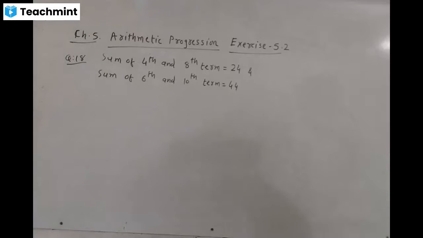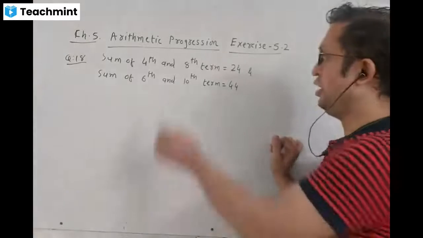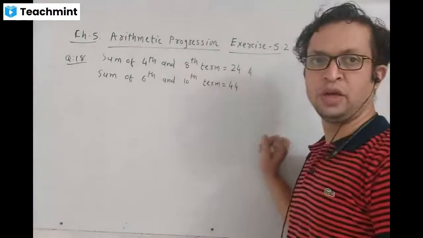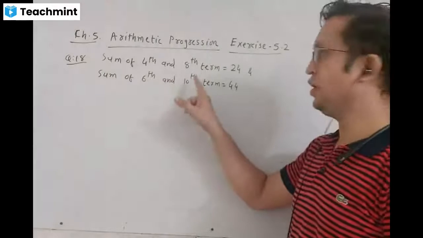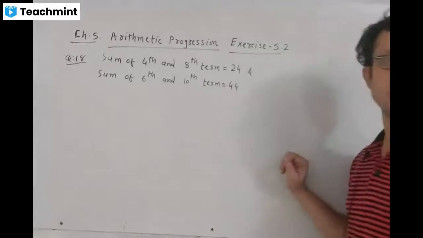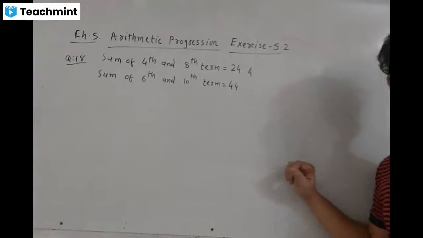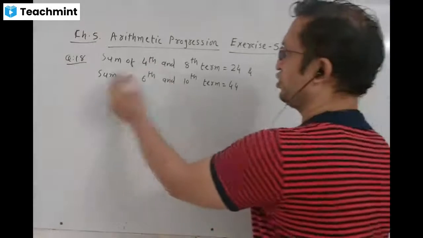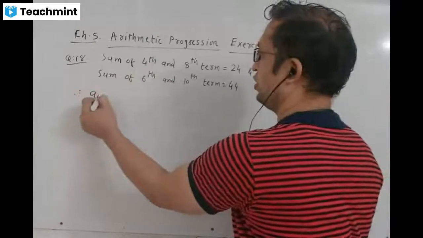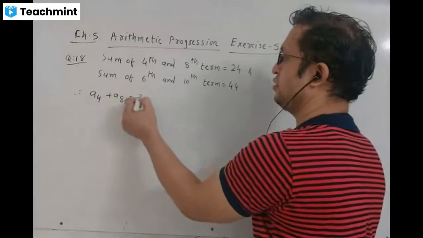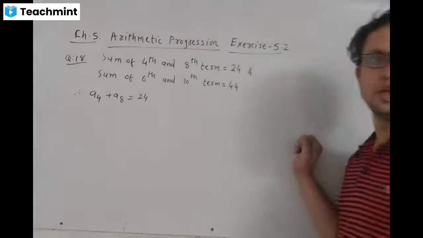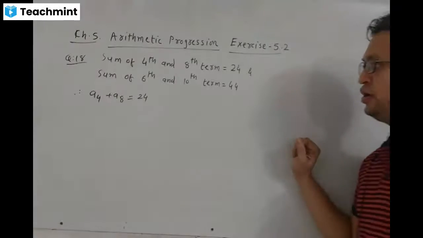Question number 18. The sum of the fourth term and the eighth term of an AP is 24, and the sum of the sixth term and the tenth term is equal to 44. Find the first three terms. So the fourth term is A4 and the eighth term is A8, and A4 plus A8 is equal to 24.